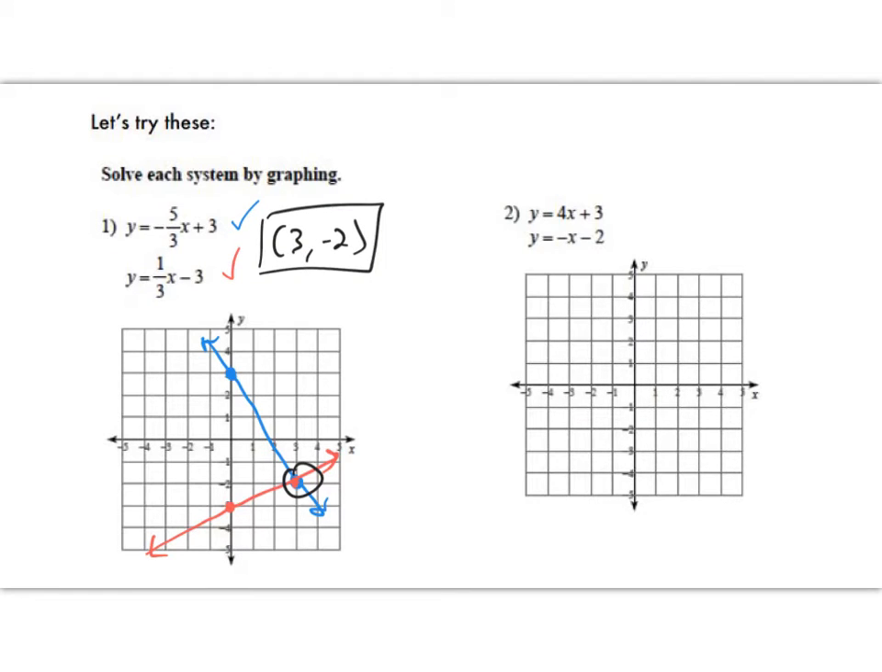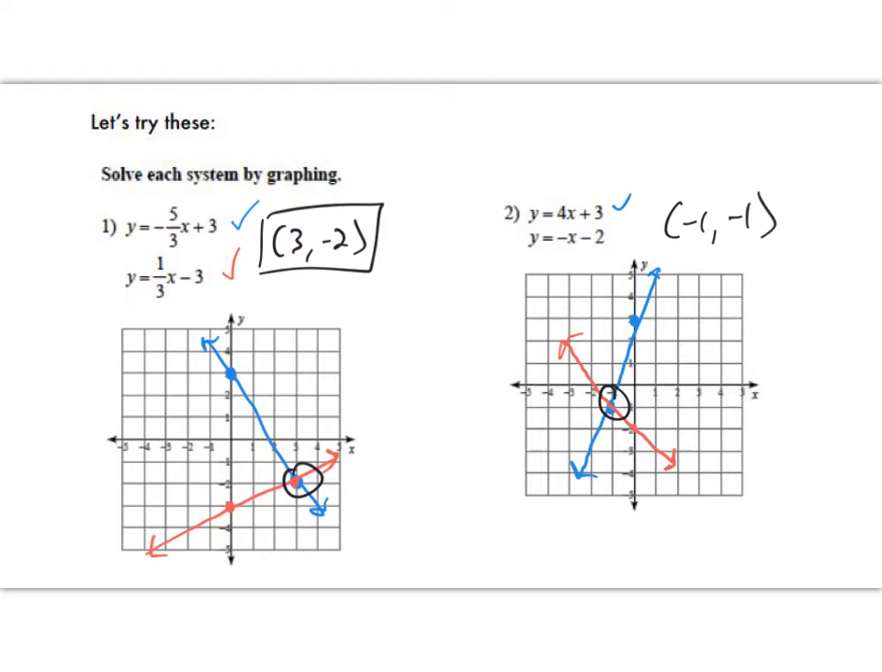Okay, let's do this with the other one here, 4x plus 3. That's going to take me off the board, so I think I'm going to go down 4 and left 1, kind of like what we talked about in a previous video. And then I have the line -x minus 2, which means it's going to go through that particular point. Hey, there we go. That's our solution right there at -1, -1.